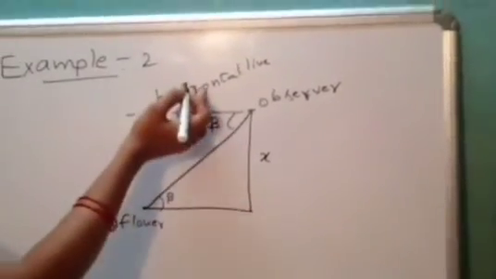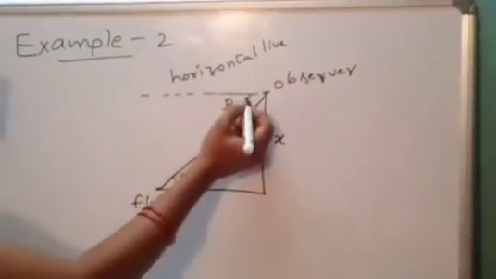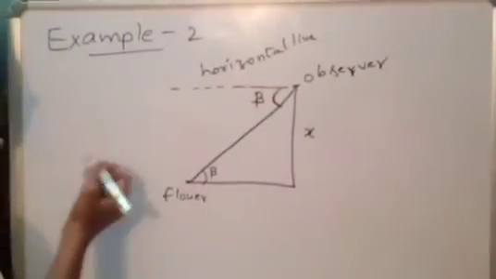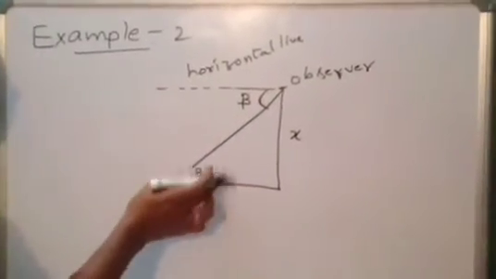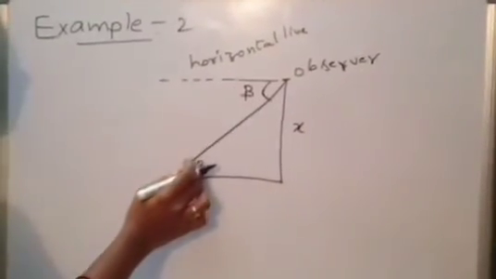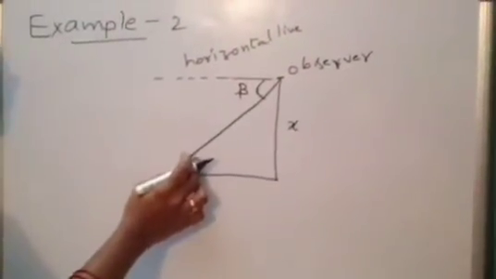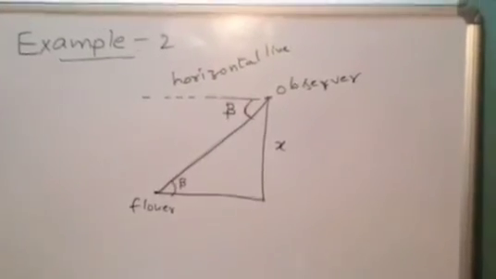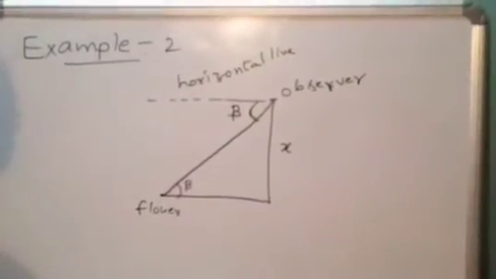The angle between the horizontal line and the line of sight is called angle of depression. That is beta. These two lines are parallel. This is the transversal line. These two angles are equal. These angles are called alternate interior angles. And next, example 3.